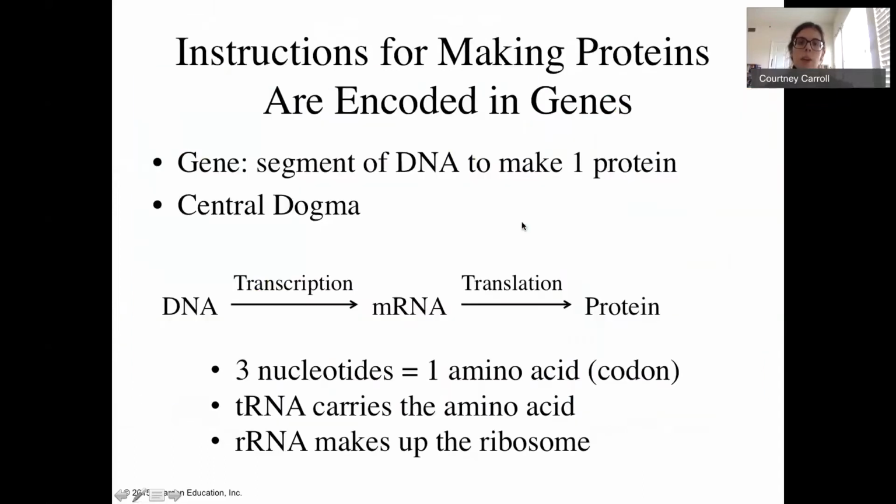So let's end the video by talking about the central dogma of biology. This is where we have information, genetic codes stored in DNA. We're going to make a copy of a gene, an mRNA, and we'll use it to make a protein. Keep in mind, a gene is a segment of DNA used to make one protein. One gene, one protein. The process of moving from DNA to RNA is transcription.